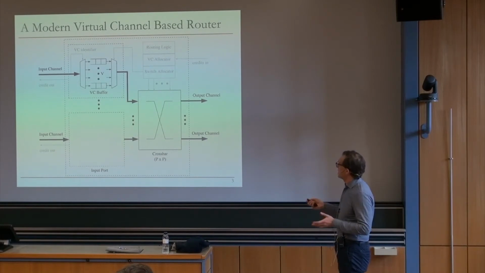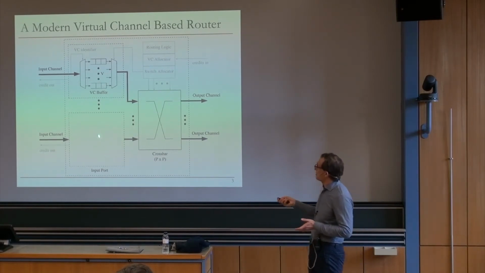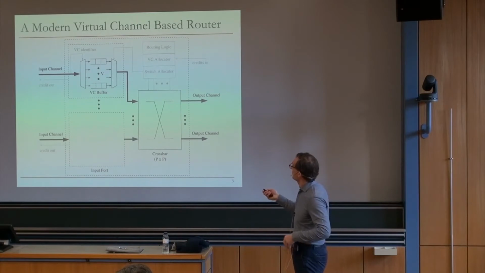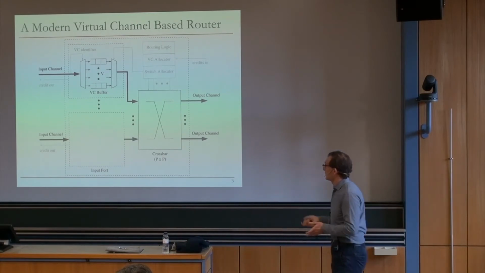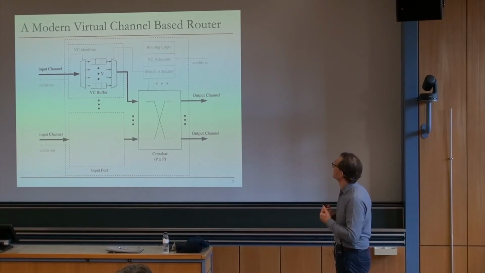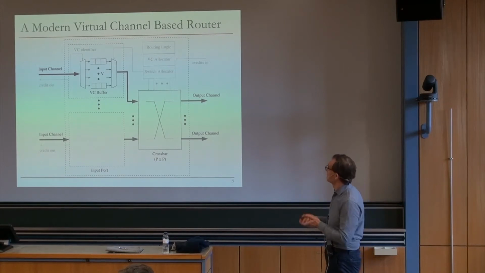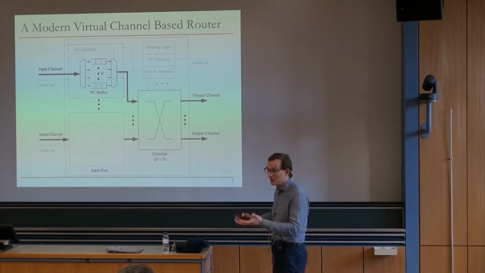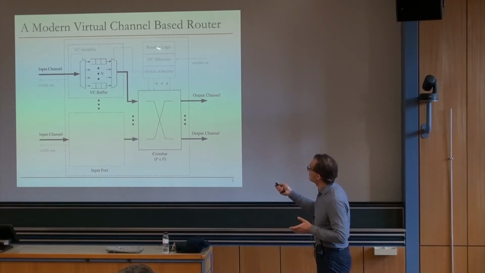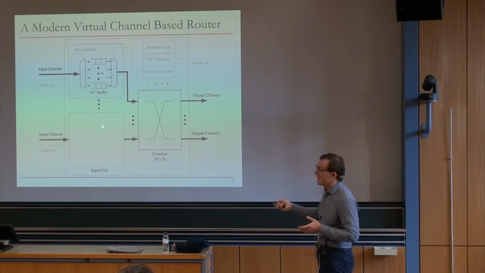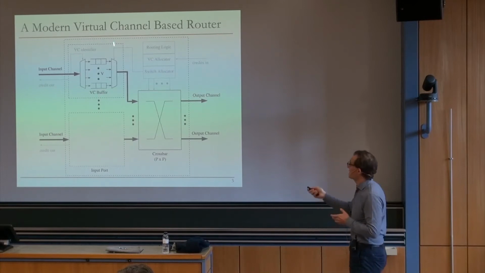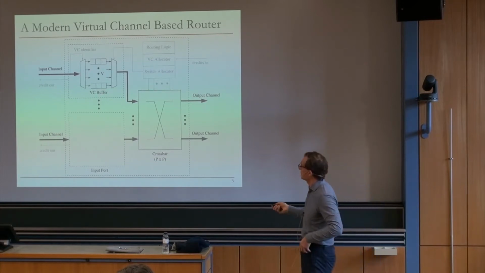Okay, so basically you need to allocate all these resources. You need to allocate the virtual channels whenever you actually want to receive a packet. You need to allocate an output channel because, depending on the routing algorithm, you need to compute the route for all of the head flits inside here.